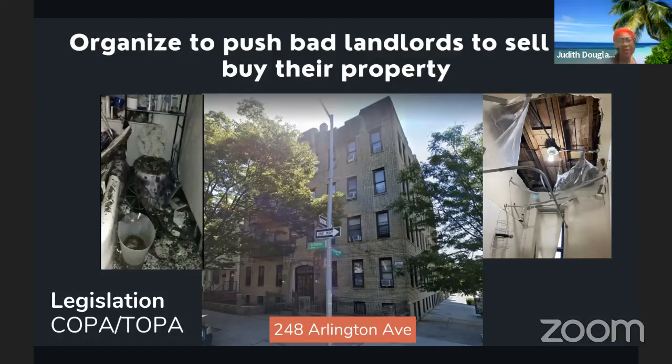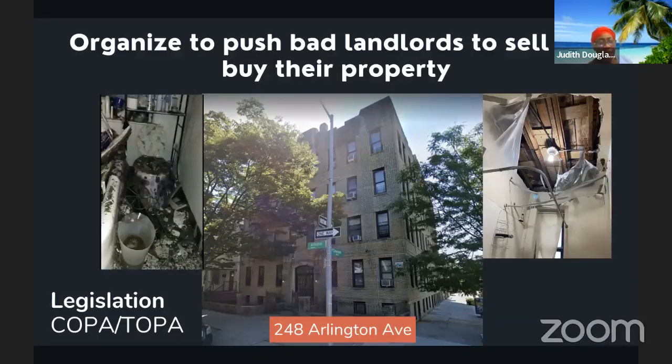Okay. So we have this example of a property located at 248 Arlington Avenue in Brooklyn. We talk about the building and the condition. This building is a very nice building, but it needs TLC, tender loving care. The landlord in question is an absentee landlord. He doesn't care about the tenants, and therefore he does not do repairs, and he harasses the tenants.